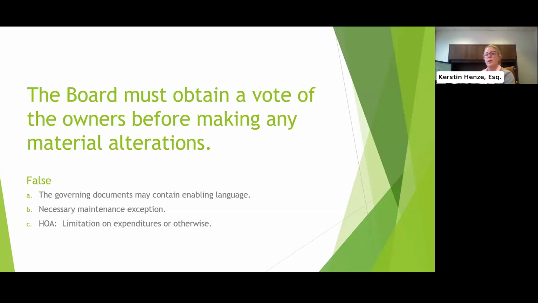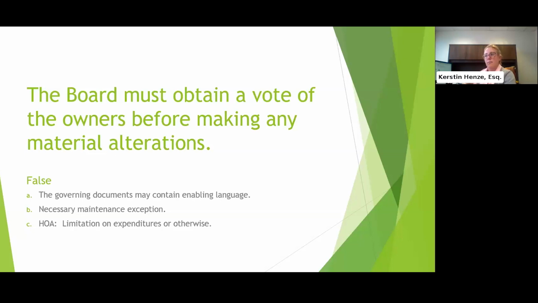So if you are going to spend $200,000 to convert your tennis court to a pool, you might need membership approval on that provision. If it's only going to cost $100,000, you might not need membership approval. Okay, so that's kind of the distinction with HOAs.